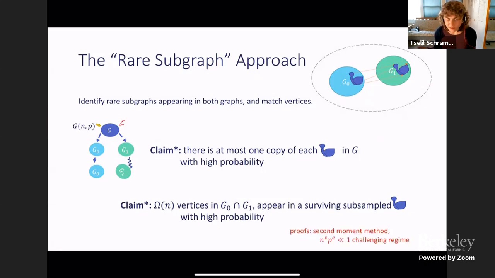All of our proofs use the second moment method, and we're in this challenging regime where the expected number of subgraphs is less than 1. It's quasi-polynomially small, so that makes things pretty tough, but we do it.